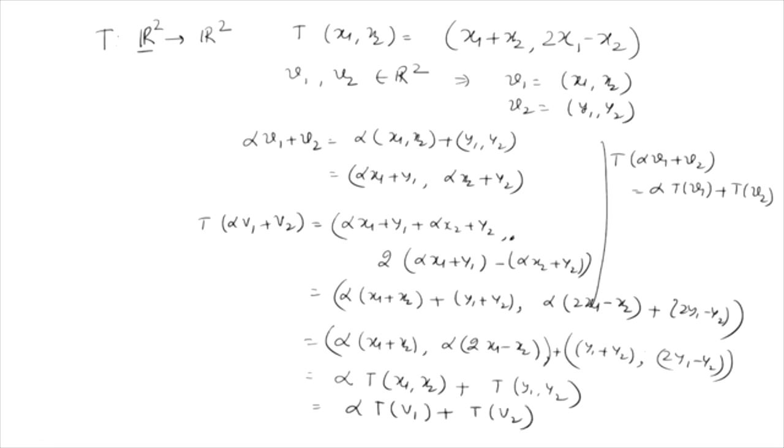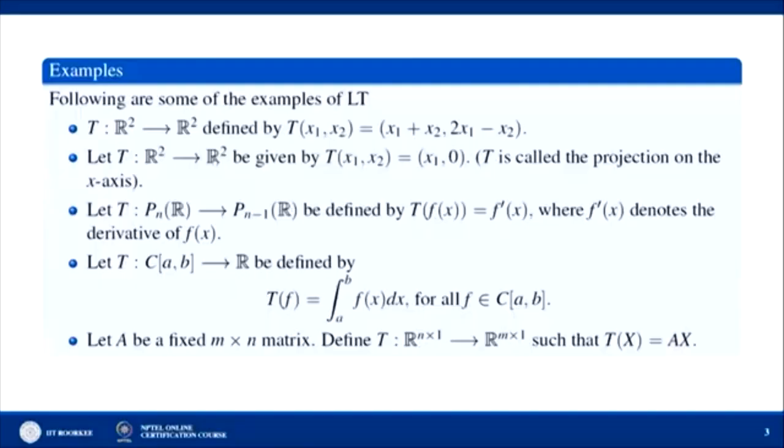So, we have shown that this property holds for every v1, v2 and alpha belongs to the field, that means this map is a linear transformation, okay. Now, similarly, we can easily show that T from R2 to R2, which is given by this expression, which is also called projection on the x axis, is also a linear map. It follows the same lines as we did earlier in the first example.